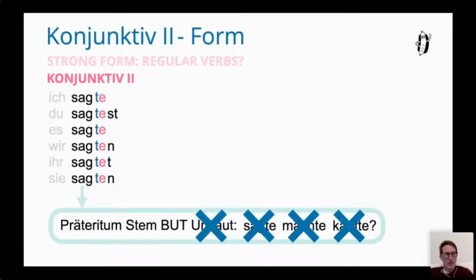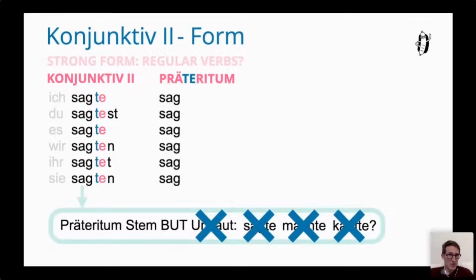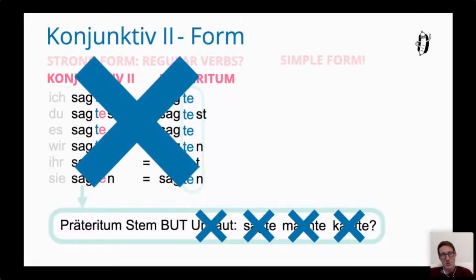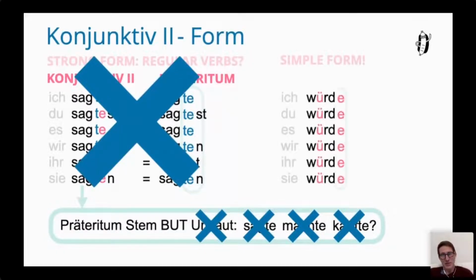So you can put an umlaut here, and that causes trouble because the preteritum of sagen looks identical. And therefore, everything resembles the preteritum, the form that it comes from, that it's based on, and that means you have to use the Konjunktiv 2, the simple form, ich würde sagen, machen oder kaufen. Yeah, just as an explanation why we never use this with regular verbs.